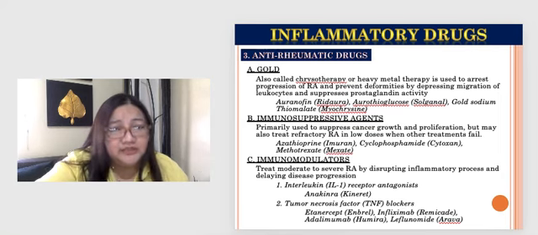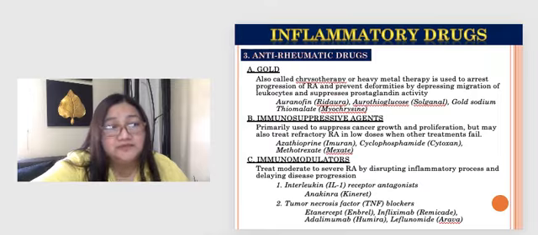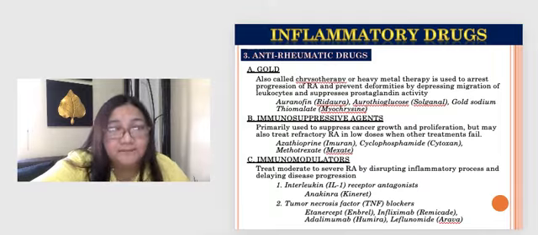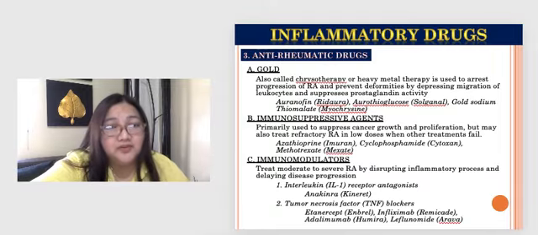Si interleukin receptor antagonist siya, si anakinra. Ang interleukin, it's a cytokine. And this cytokine contributes to synovial inflammation and joint destruction. That's why when you inhibit them or antagonize them, nadidisrupt yung inflammatory process ng RA. Anakinra is given subcutaneously. Ang peak time niya nasa 3 to 7 hours. Ang half-life niya 6 hours.